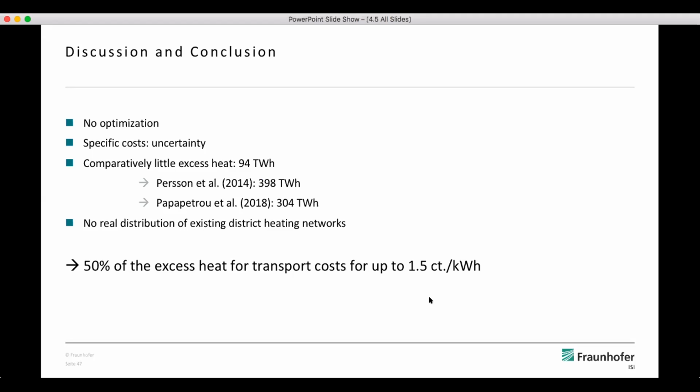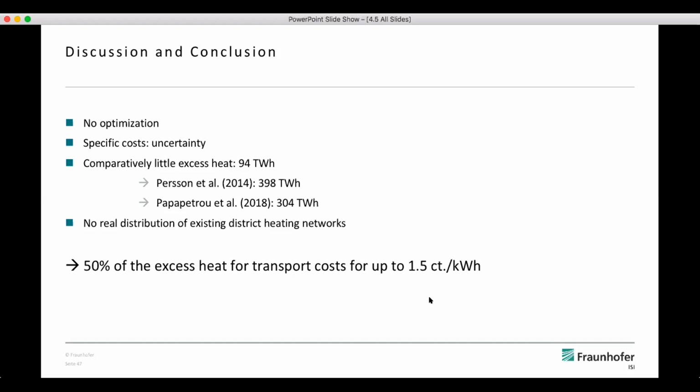What has to be always critically reflected within such analysis is that we are using specific cost data from, I think, Swedish engineering handbooks, so Swedish experiences on district heating networks and corresponding costs. So we have somehow an uncertainty because it's very often unclear how well you can transfer cost data from one country to other countries. What we also see within our standard data set is that we don't have so much excess heat covered. So we have around 100 terawatt hours.